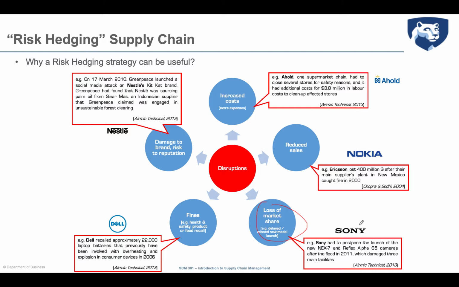Sony had to postpone the launch of the Nex 7 and Reflex Alpha 65 cameras after the flood in 2011, which damaged three main facilities. So Sony experienced a flood in their facilities, and these were the only three facilities able to realize the new Nex 7 cameras, which were not available. So not having other backup facilities able to produce Nex, or safety stock of Reflex Alpha, Sony needed to postpone the launch of this product with, of course, all the connected problems.